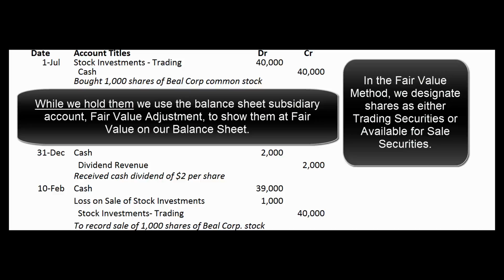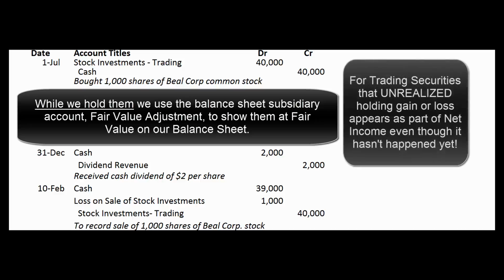We'll look at the Wall Street Journal, we'll look at Yahoo Finance, whatever it is, we'll figure out what our shares are worth. And if they're worth more, we'll debit an account called fair value adjustment. And if they're worth less, we'll credit that account called fair value adjustment, and it's a subsidiary account of our account called stock investments trading. And the corresponding debit or credit will be part of net income. So if it's a trading security, unrealized holding gains or losses are included in net income.